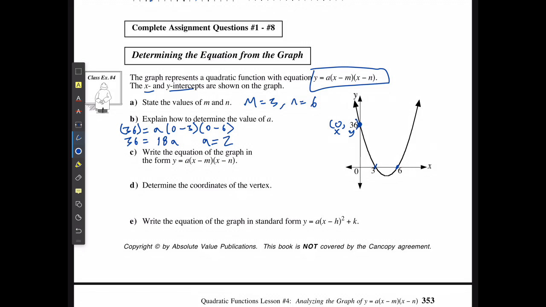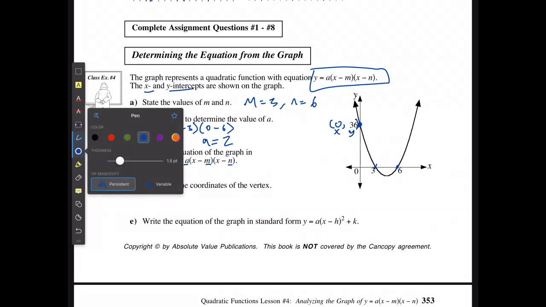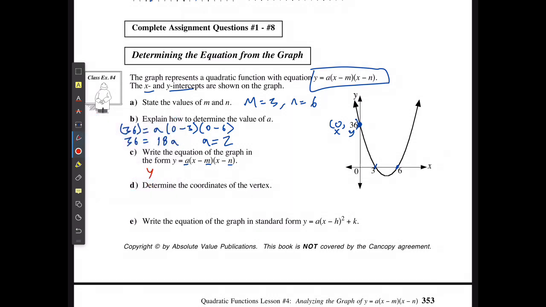If I'm writing the equation in my factored form, I'm going to substitute in the values of a, m, and n, and then just leave x and y as x and y. So I can state that, based on what I found, y is equal to 2, bracket, x minus 3, and x minus 6.